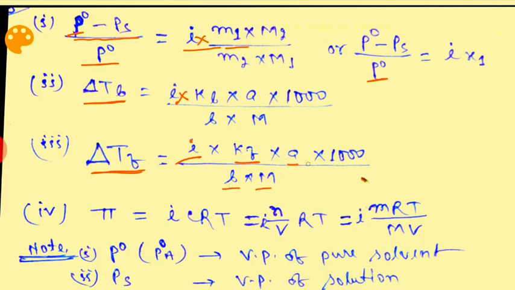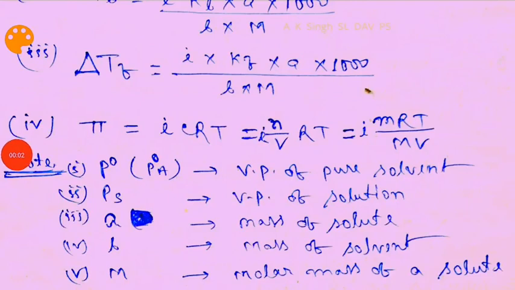In NCERT, in place of A, W2 is written, and in place of B, W1 is written. So in NCERT, del TF is equal to I into Kf into W2 into 1000 by W1 into M. But it is easy to write A and B in place of W1, W2. A is the first letter, it is smaller. B is the second letter, it is greater. So it is easy to understand. A is solute and B is solvent.